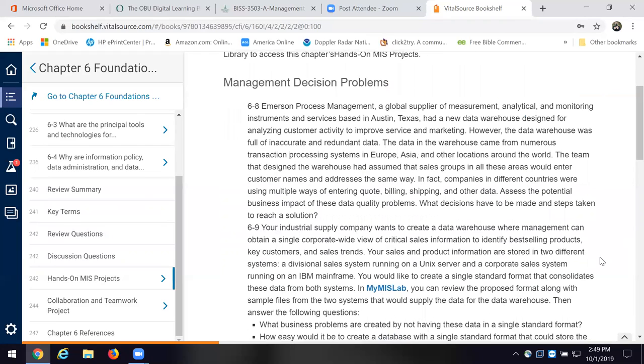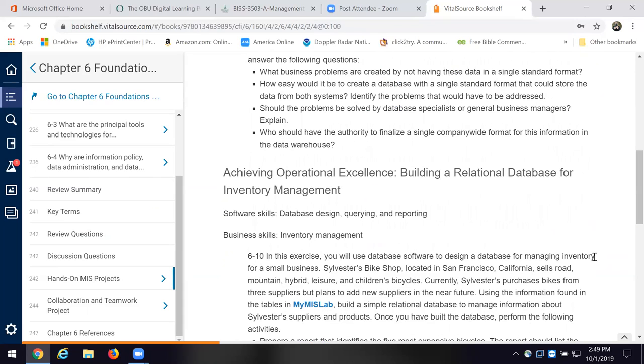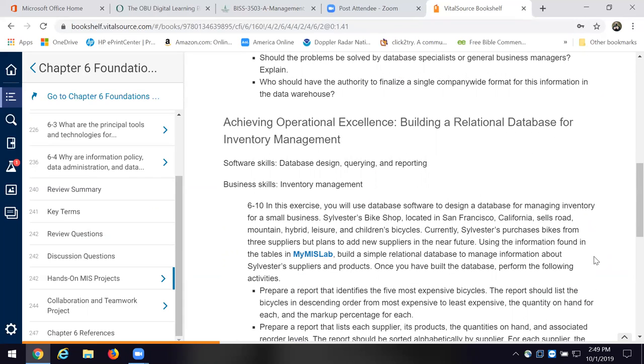6-9. Creating a single format, uniformity. And then there's 6-10. And 6-10, I did provide you with the data from that bike problem. So there's direct connections. And as I said before, I'm very happy in terms of what I see and how you're connecting these, your cases, your management decision problems to concepts in the text. So for that, I'm very happy.